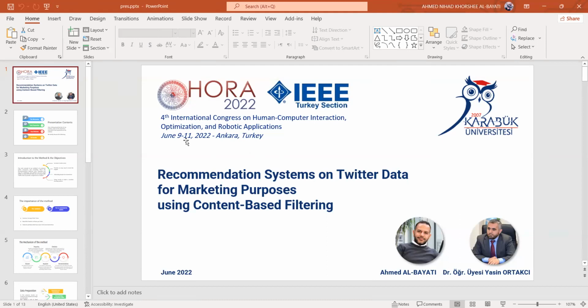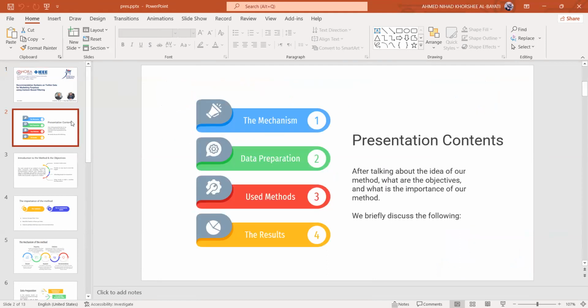Hello, everybody. I am Ahmed Albayati. Today, we are going to present our recommendation system on Twitter data. We use the recommendation system for marketing purposes by content-based filtering. First, the presentation content will be the project idea and our method, what the objectives are, and the importance of using the method.